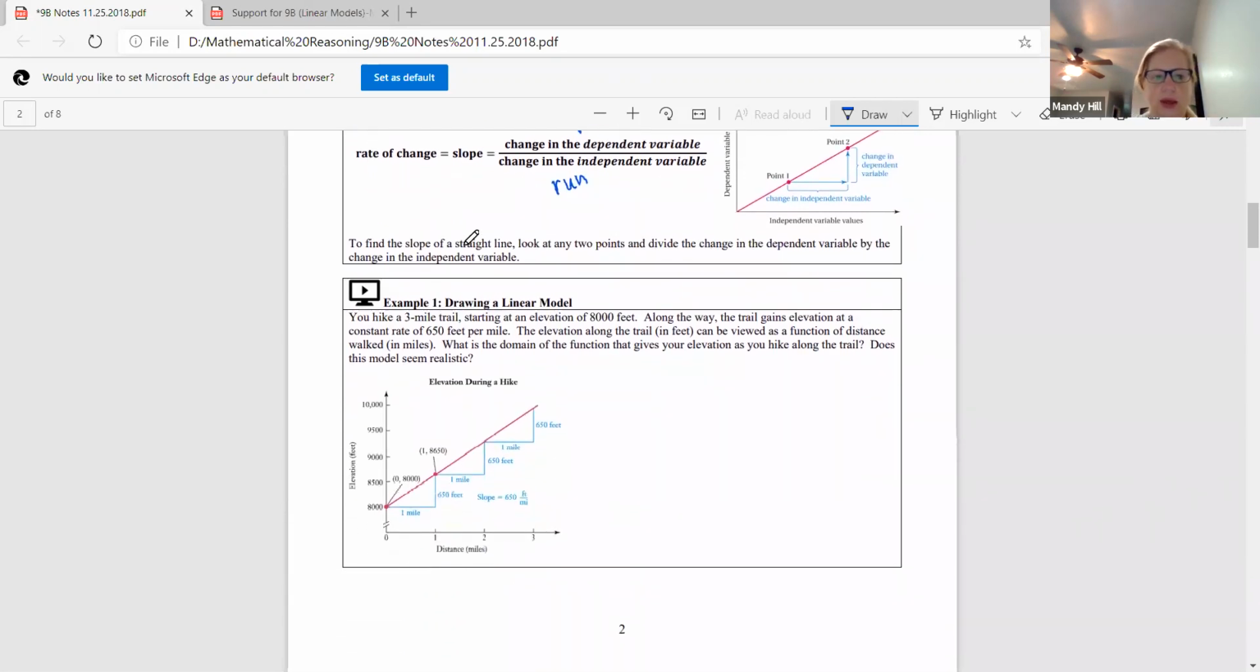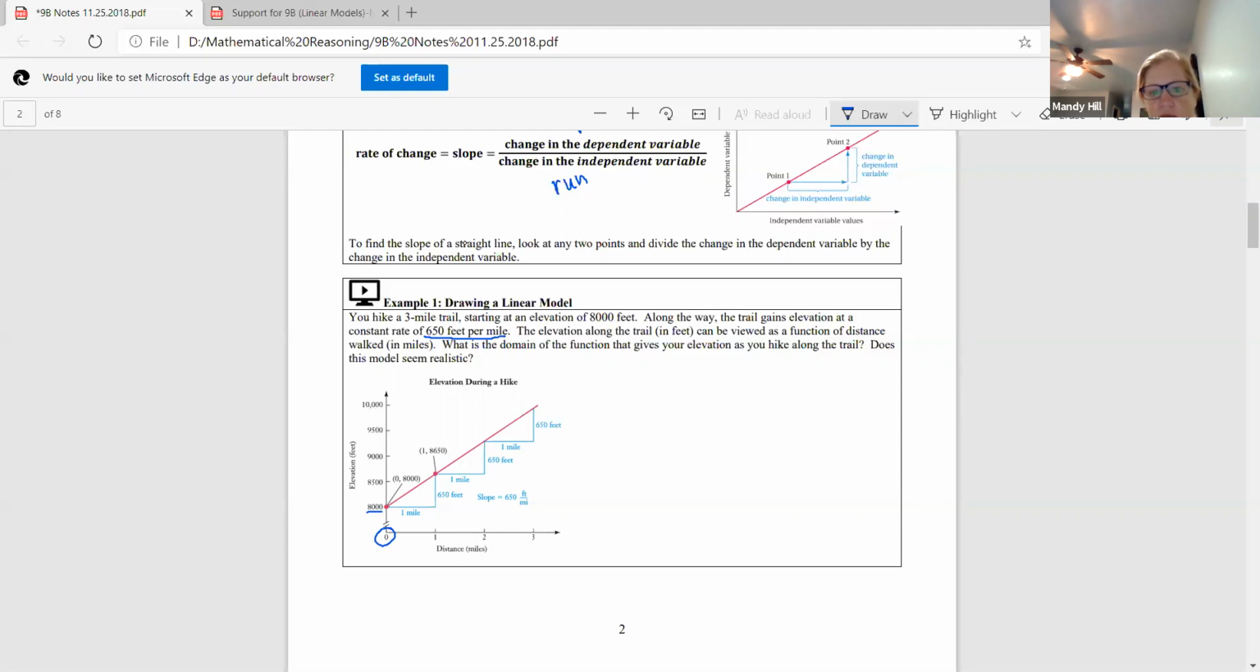So here we have example 1. It says you hike a 3-mile trail starting at an elevation of 8,000 feet. So here we are at the very beginning, our starting point, and we're starting out at 8,000 feet. Our distance in miles, none has gone by. We're beginning at 8,000 feet of elevation. Along the way, the trail gains elevation at a constant rate of 650 feet per mile. So what does that mean? Every time we go 1 mile, we're going to go up 650 feet.